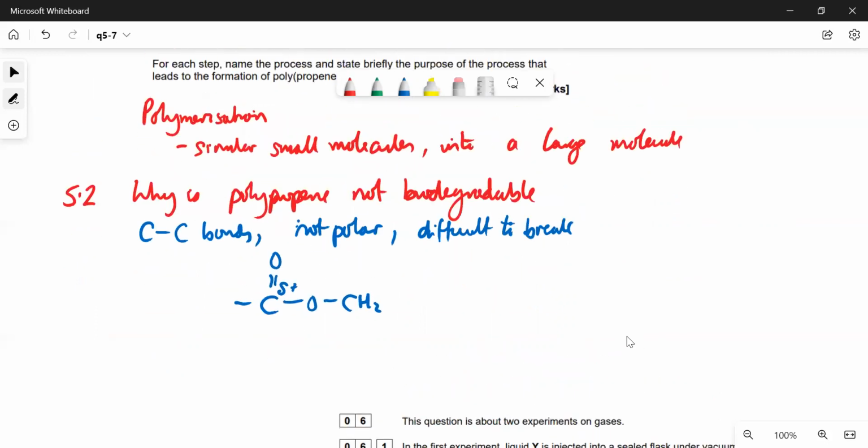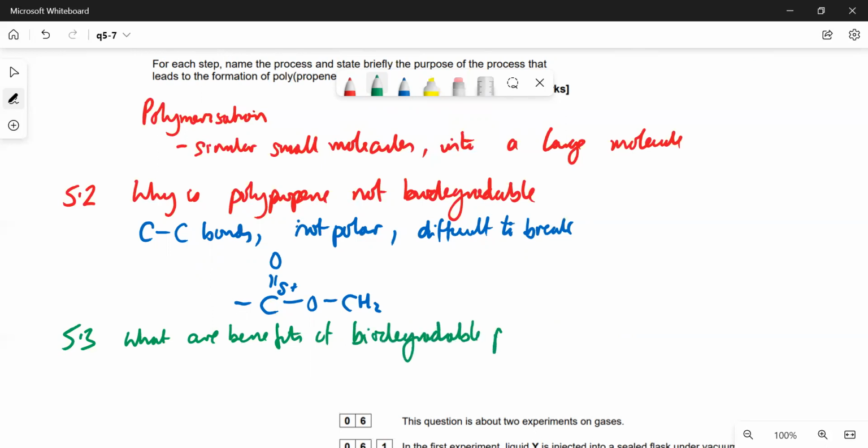And then the next question, 5.3. Scientists, they say, are developing biodegradable polymers. What are the benefits of biodegradable polymers? That's pretty obvious, really. It's only a 1-mark question. It's so that they don't persist in the environment and cause problems like most plastics do.